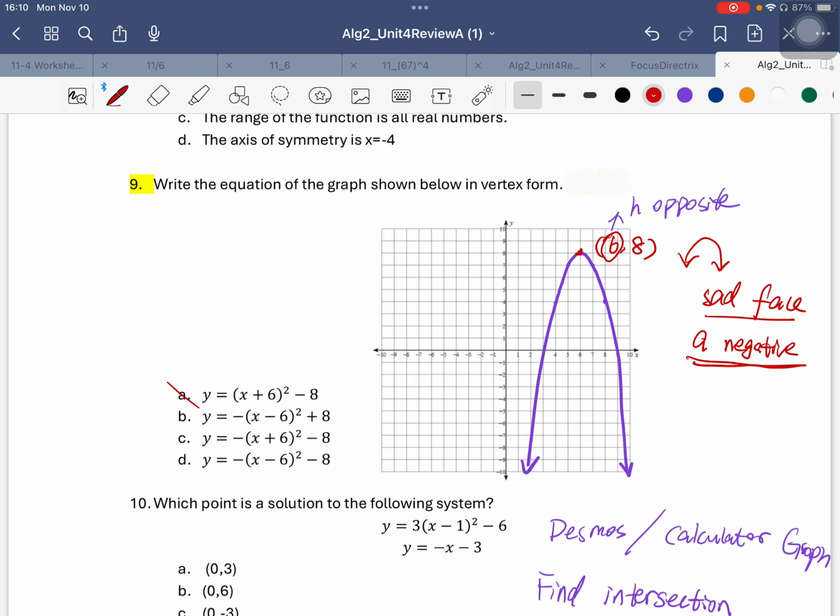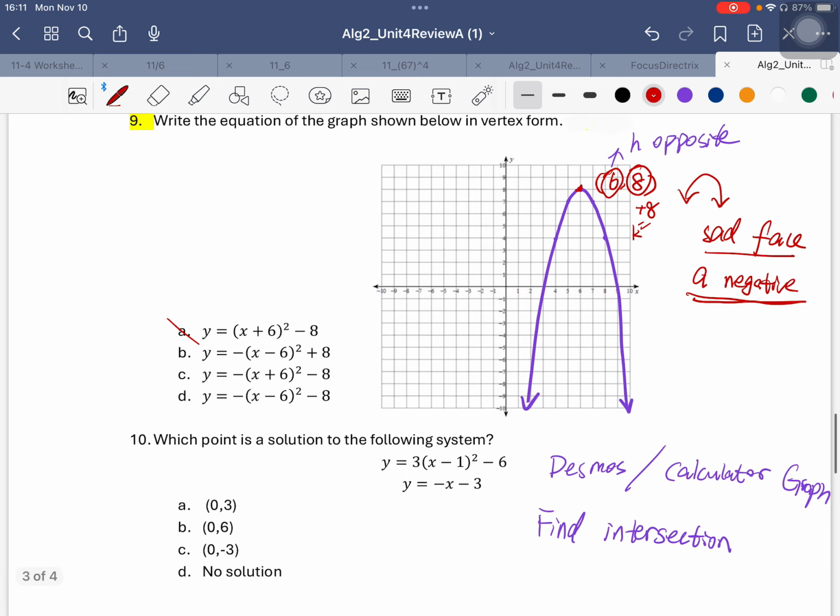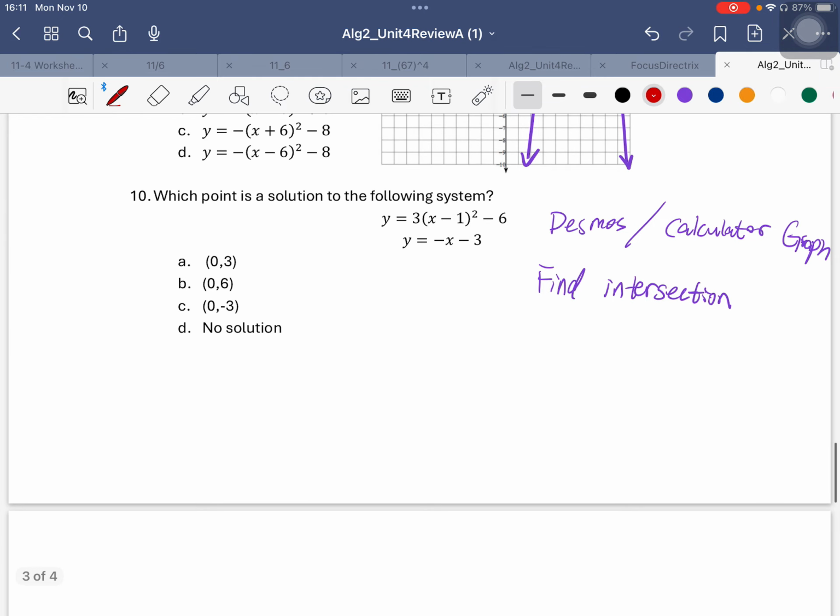So inside the parentheses, it'll be x minus 6 squared. And then k stays the same, positive 8. K is equal to positive 8. Negative a, x minus 6 squared, and positive 8 for the k. Find the correct answer.